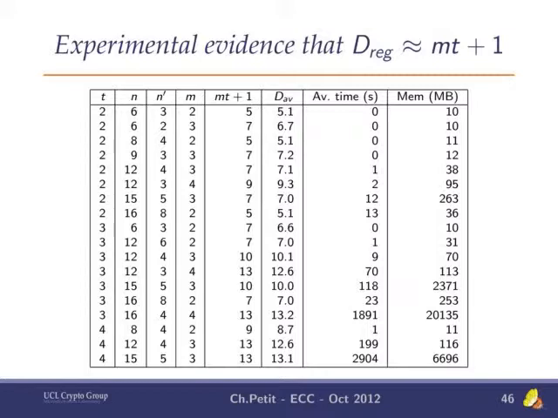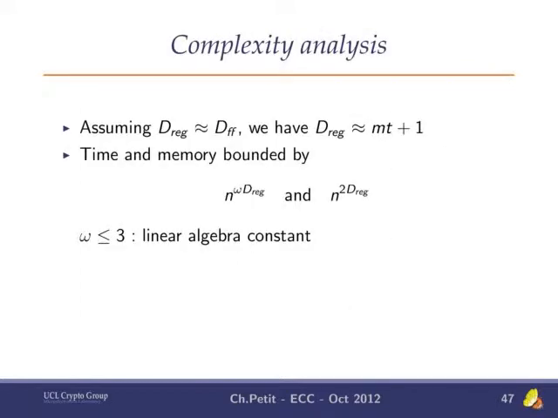Unfortunately, we can't go very far in this computation, mostly because of memory. Here I was close to the maximum memory I had, so I couldn't check the assumption for larger parameters. Back to the complexity analysis: if we take this assumption, we have d_reg equal to mt plus 1. So time and memory are bounded by n^(ω d_reg) and n^(2 d_reg), where ω is the linear algebra constant.